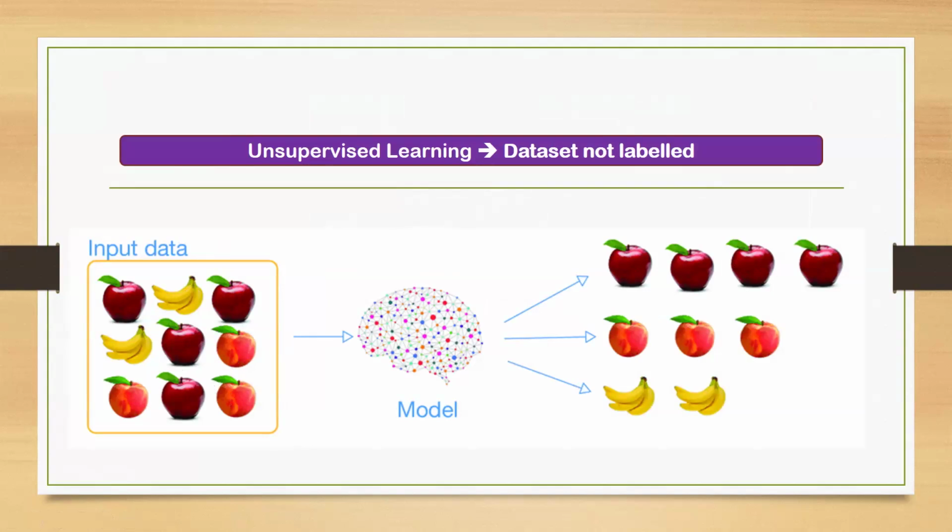It doesn't know whether it's an apple or orange. It doesn't tell you what it is. But what it is able to do is to identify that this sample looks similar to this one and this one. And it's automatically able to group them according to the classes that it sees.